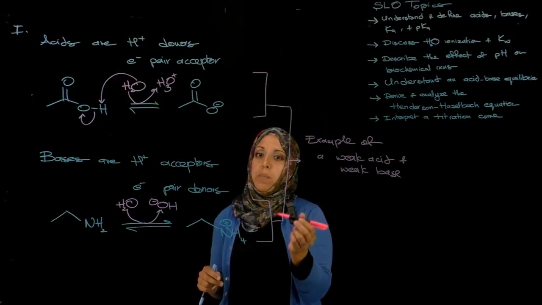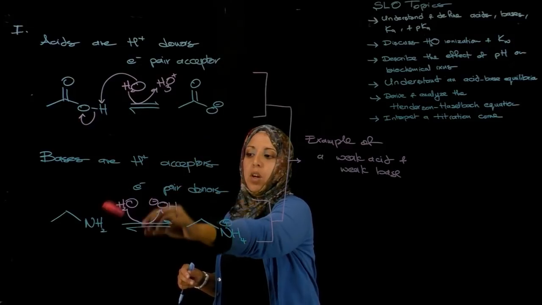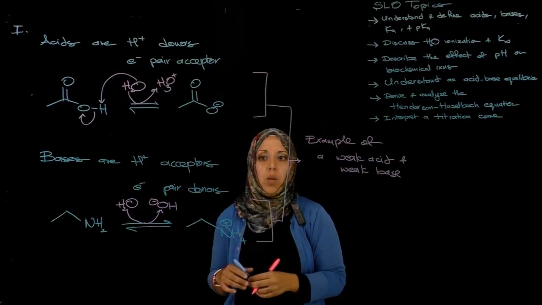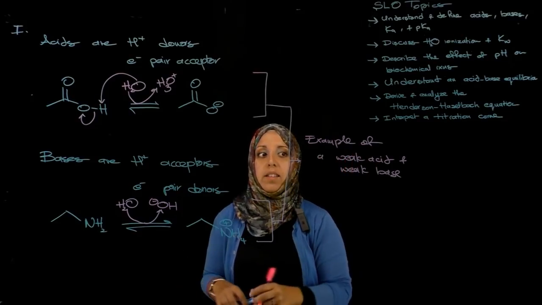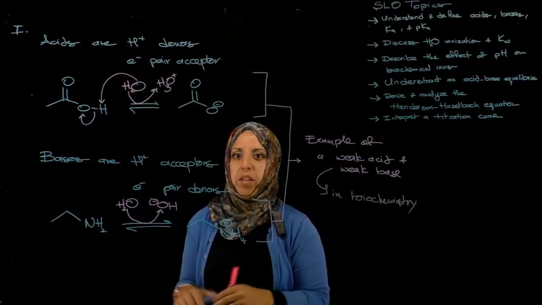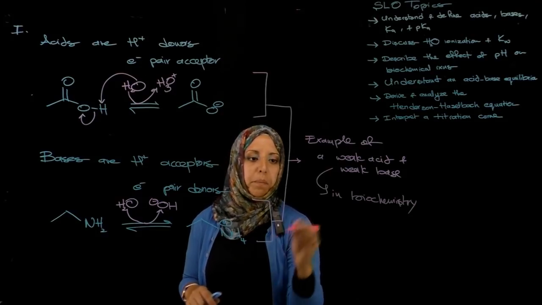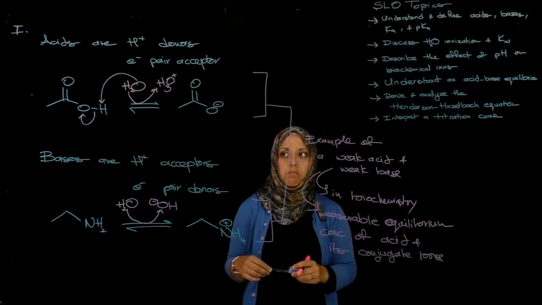So we can actually measure the concentration of the acid and its conjugate base, or the base and its conjugate acid. So they have a measurable equilibrium. And what we see most in biochemistry are weak acids and weak bases. And they have a measurable equilibrium concentration of both the acid and the conjugate base. So those are weak acids and weak bases.